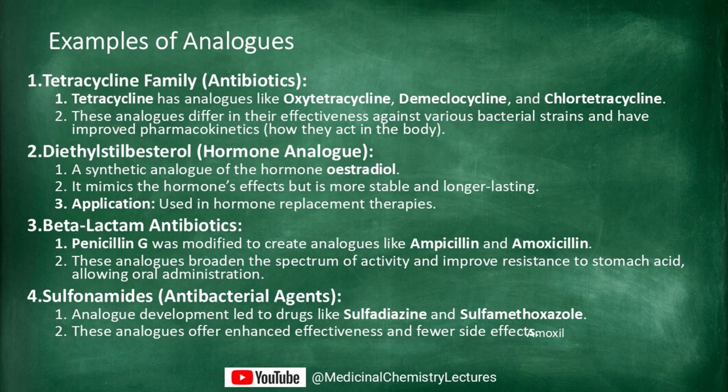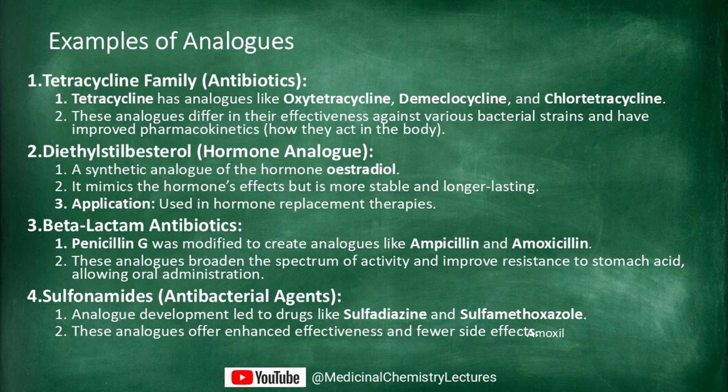Tetracycline family. Antibiotics. The tetracycline family includes oxytetracycline, dimethylcycline, and chlortetracycline. These analogues differ in their ability to treat various bacterial strains and their behavior in the body. Diethylstilbestrol, hormone analog. A synthetic analog of the natural hormone estradiol. It mimics the hormone's effects but is more stable and longer lasting, making it ideal for hormone replacement therapies.